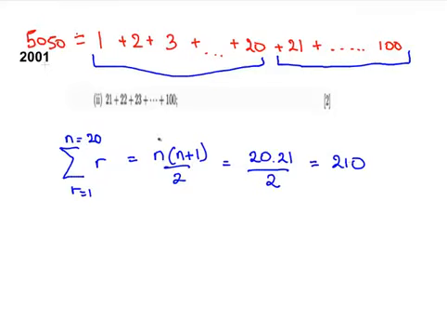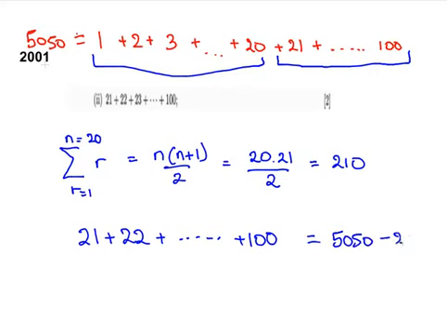Okay, now what does that mean? 21 plus 22 plus so on all the way up to 100. That is equal to 5050 minus 210, and that is equal to 4840. That is the answer to that one.